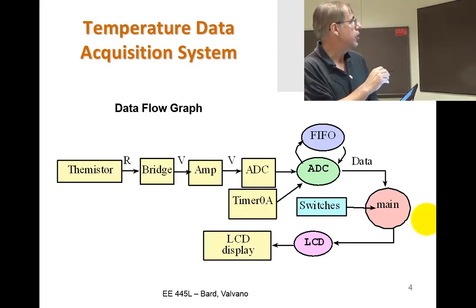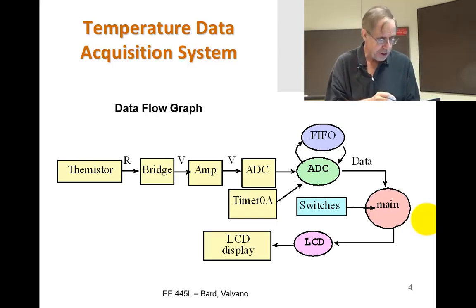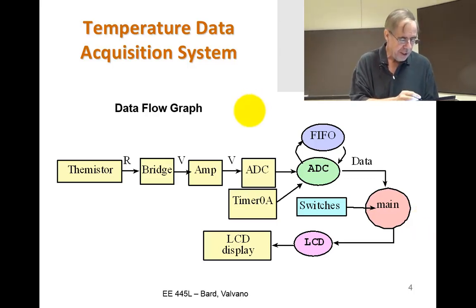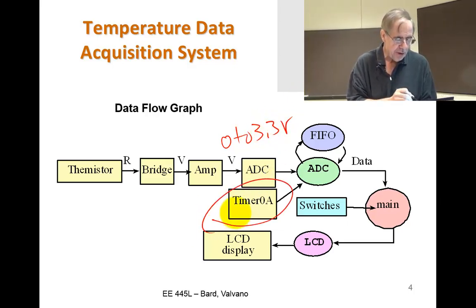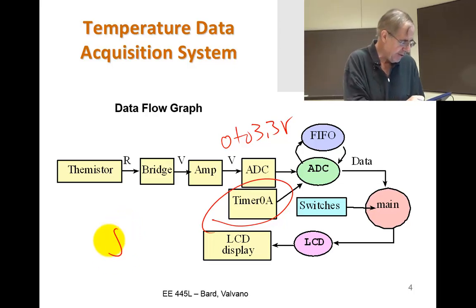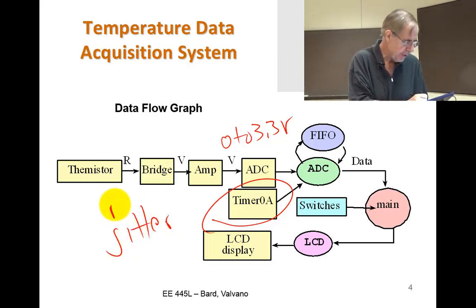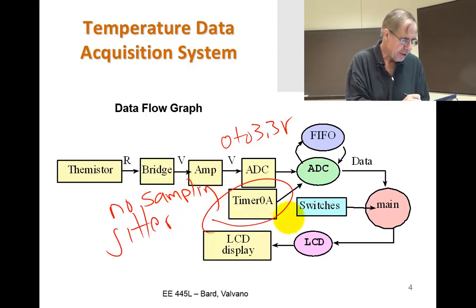The transducer converts temperature to resistance, the bridge resistance to voltage, the amplifier voltage to 0.33. And then we're going to use the timer to trigger the A to D converter. Okay, so we're going to use a timer-triggered A to D converter such that we have absolutely no sampling jitter at all, because what we're going to do is generate an edge on the timer.